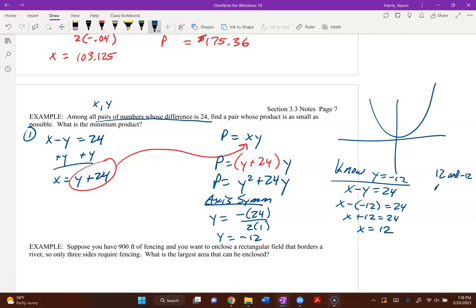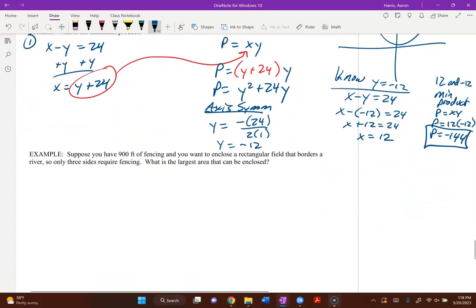So what's the minimum product? Well, the product is x times y, so it'd be 12 times negative 12. So it looks like the minimum product is negative 144 in this case. All right. We minimized it based on those two statements.